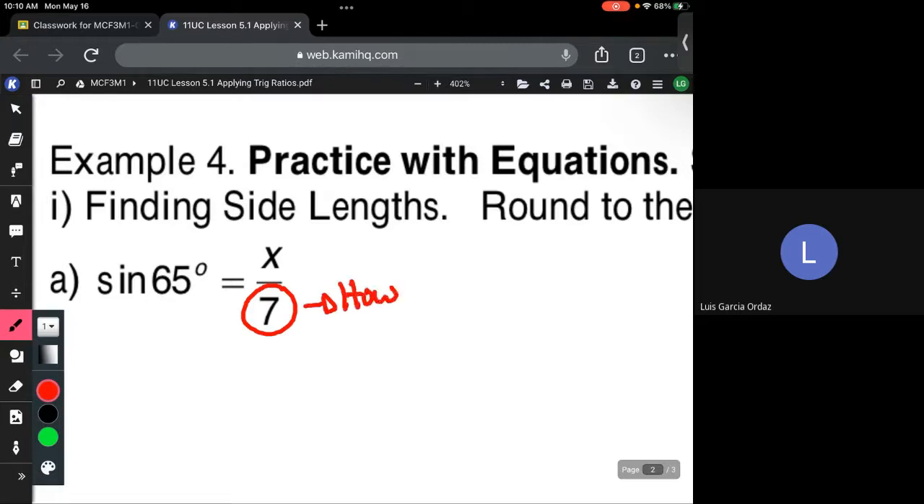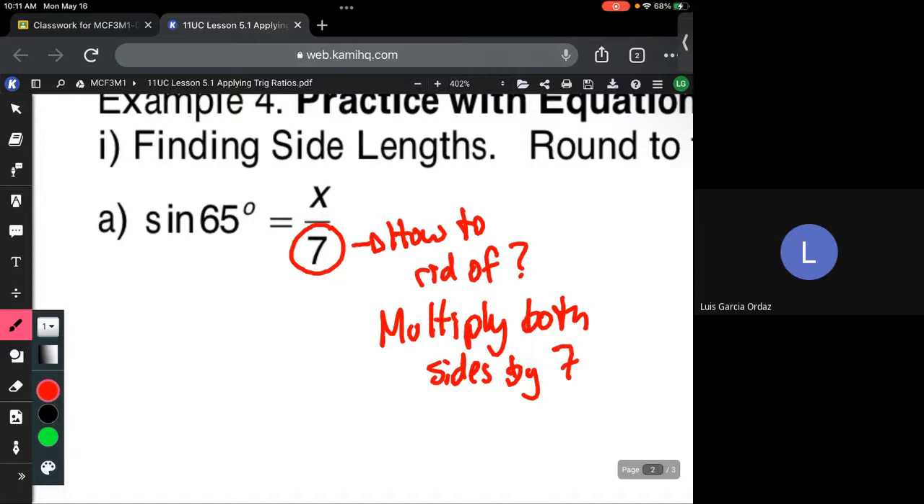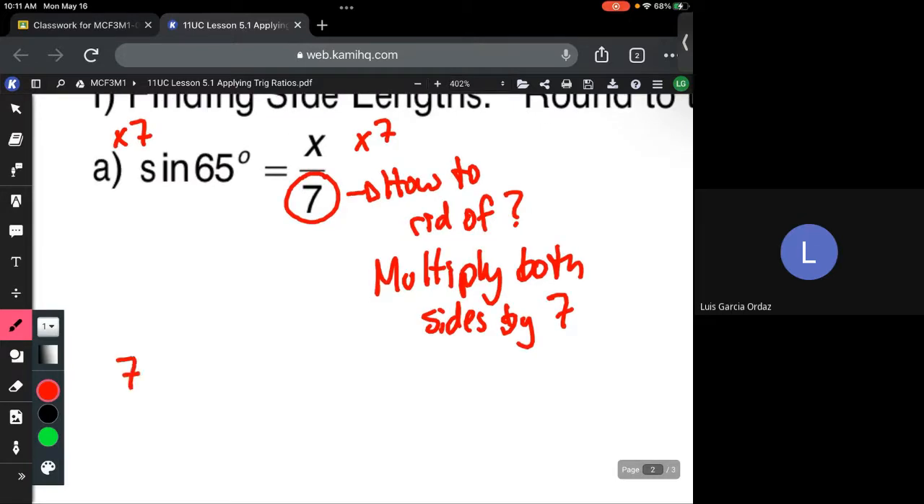Yep. So you multiply both sides by 7. You said it exactly how it's supposed to be done. You multiply both sides by 7. So it would be sine 65 degrees times 7? Yep. That's it. So you're going to get 7 times sine of 65 is equal to x.